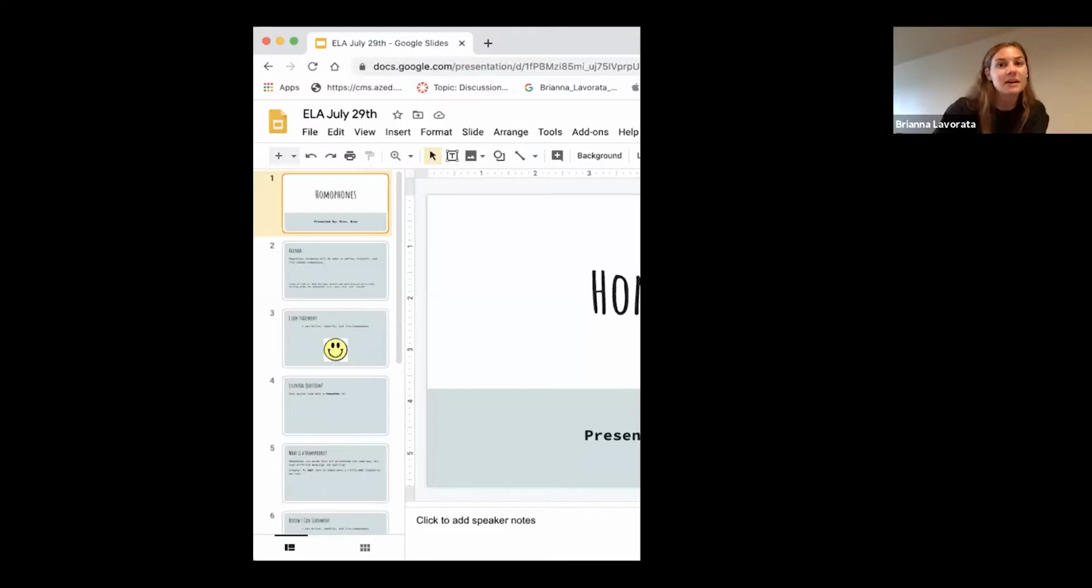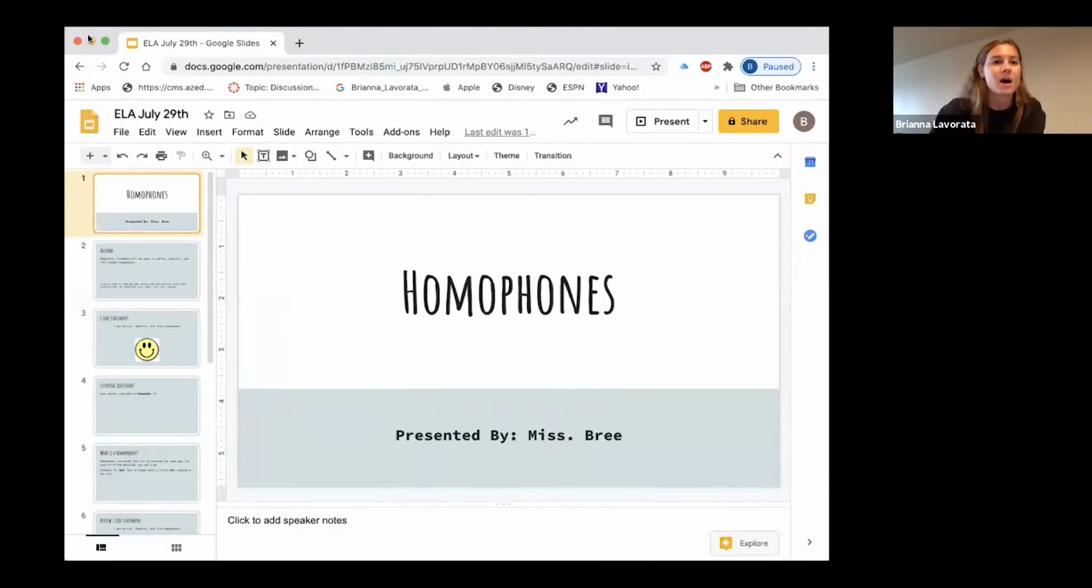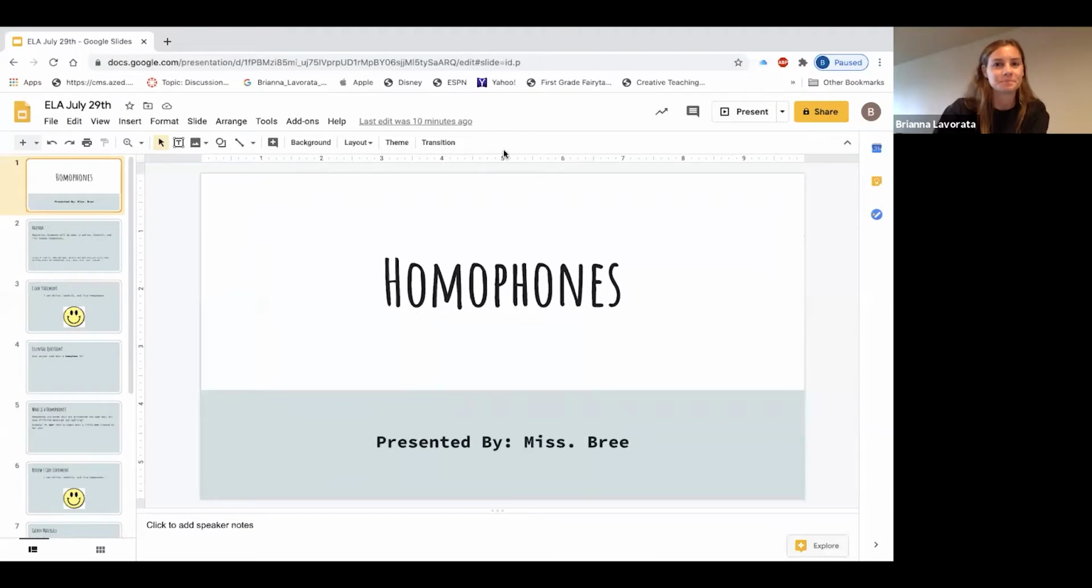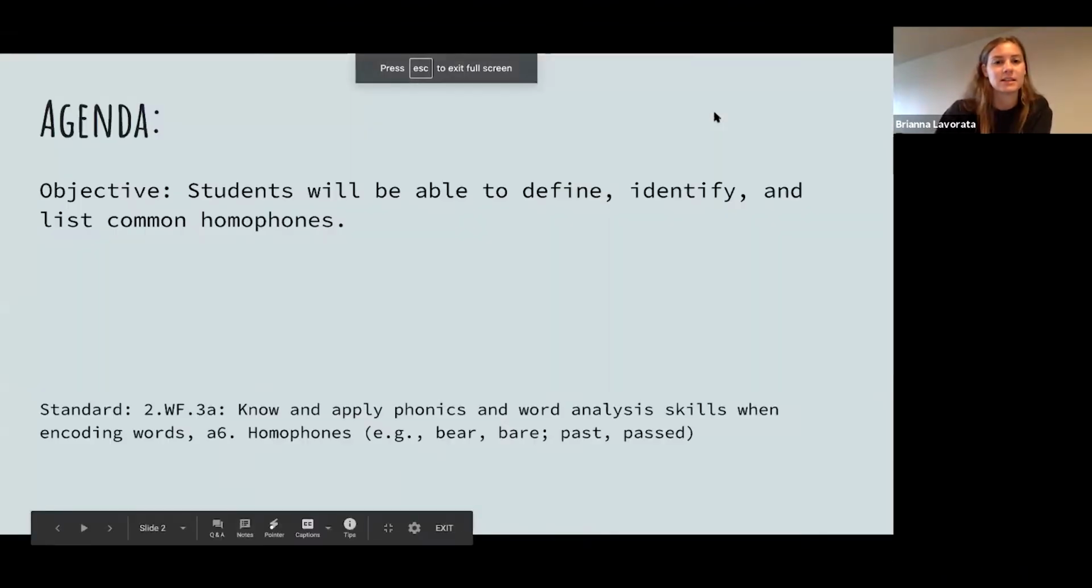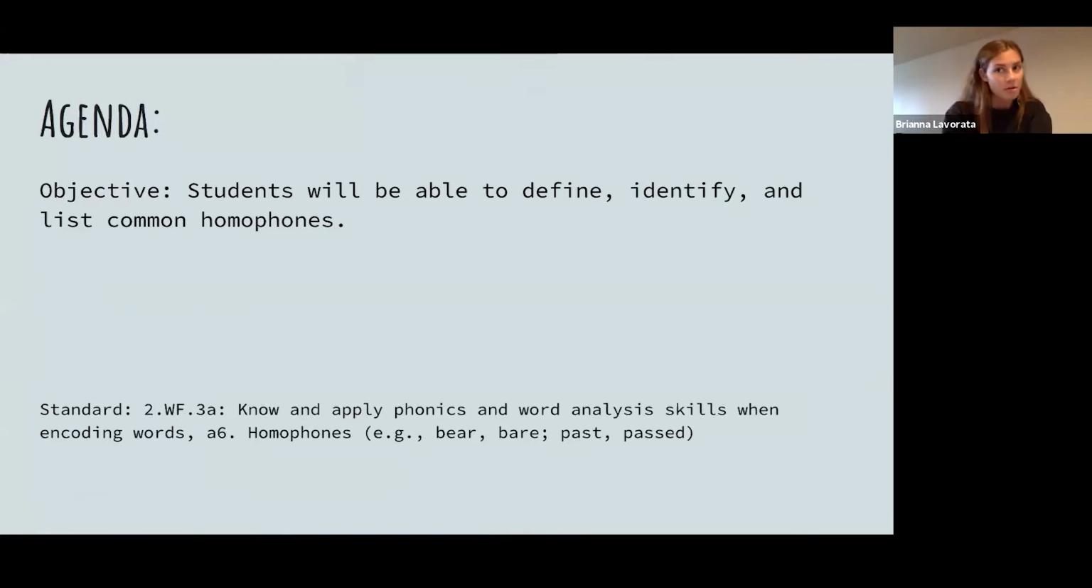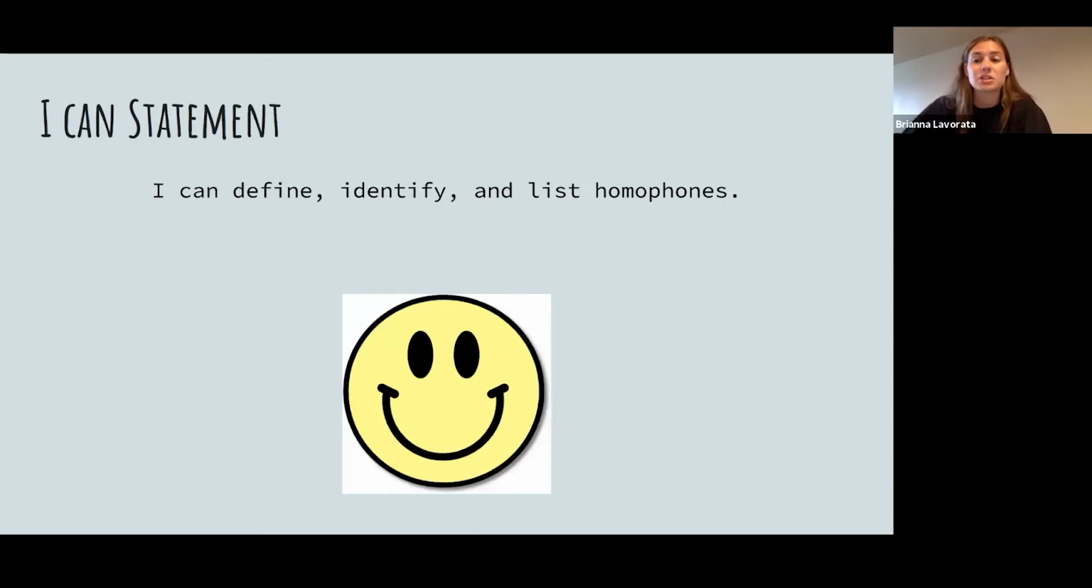So today we're going to be learning all about homophones. And today you're going to be able to learn how to define, identify, and list common homophones. So this is a new word, right? Homophones have so much to do with language skills and writing skills, and these really help us to speak better and know the meaning of different words, right? Because in the English language, there's so many different kinds of words, and some of them are the same.